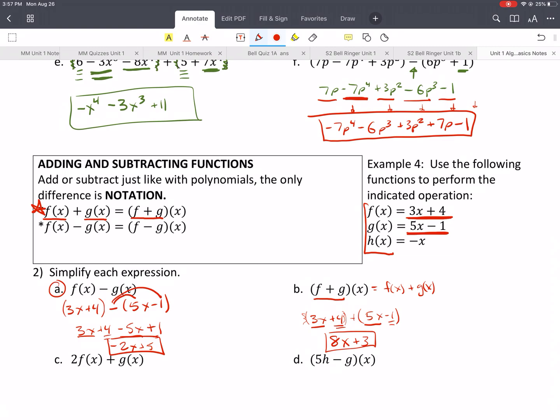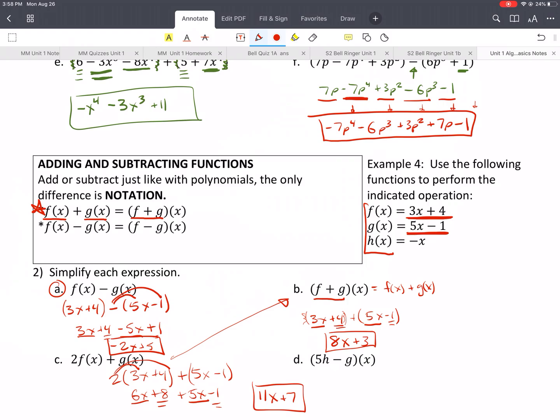Next, we have 2 times f of x plus g of x. All right? So it's basically the same thing as we did in b, except instead we're multiplying f of x by 2. So 2 times f of x, which is 3x plus 4, and then we're adding that to g of x, which is 5x minus 1. Okay, we distribute. So it gives us 6x plus 8 plus 5x minus 1. Combine like terms. So combine the x values, gives us 11x, and then we'll combine the constants, that gives us 7.